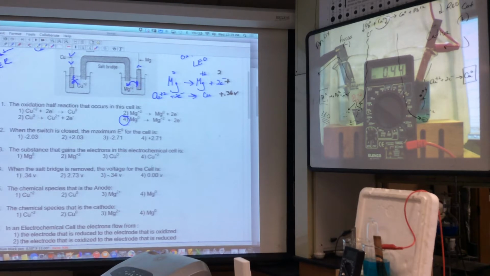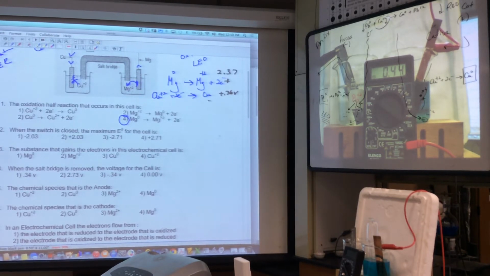So, magnesium reducing is negative, but I want the oxidation so that becomes positive 2.37. Add them together. 7 and 6 is 13. You get 2.73 volts. Notice it's positive.